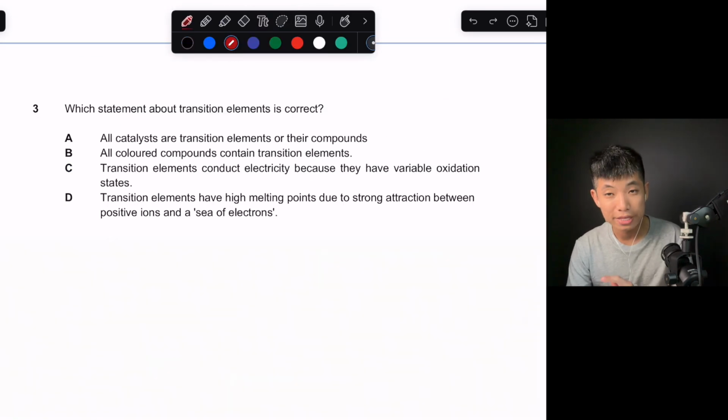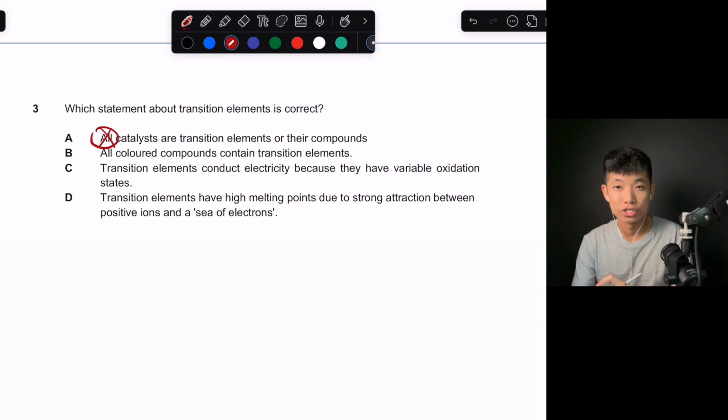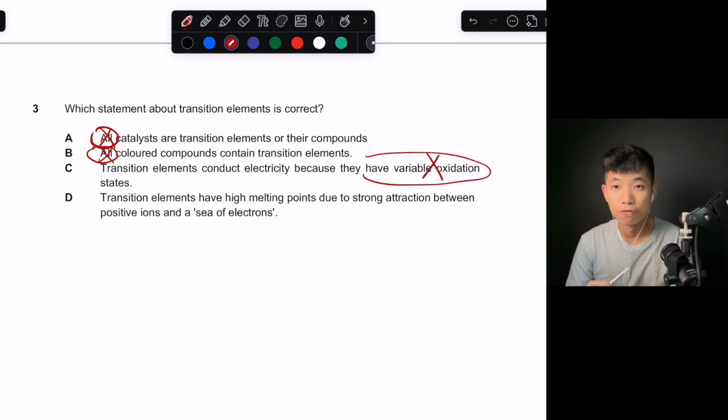Question 3. Option A, we might be tempted to select A as the correct statement, but because it says "or," be very careful. There are catalysts which are not transition elements as well. Enzymes are one example that can act as catalysts. All colored compounds contain transition elements. Again, that is not true. Transition elements conduct electricity because they have free moving electrons, not variable oxidation states. High melting points due to strong electrostatic force of attraction between the positive cations and the sea of delocalized electrons. So this is correct.